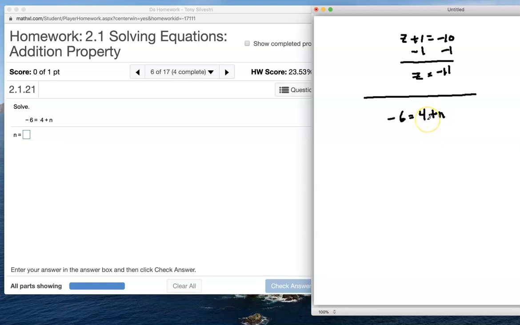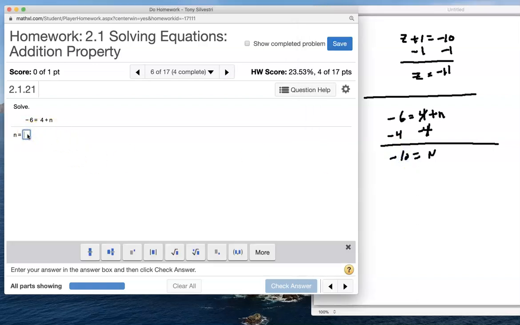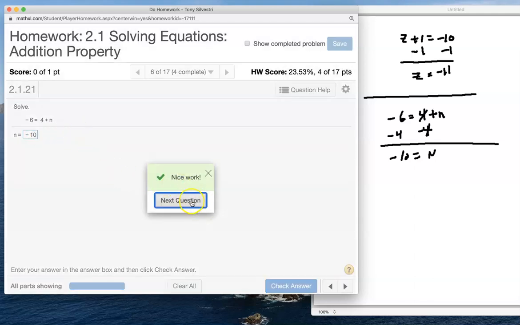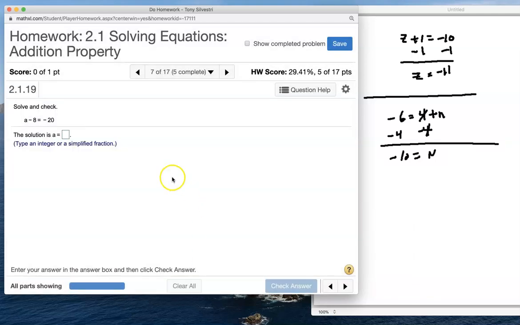n plus 4. 4 plus n. That 4 has got to go. The opposite of plus 4 is minus 4. Whatever you do on one side, you do on the other. Boom. Cancels. That's the whole idea. n equals negative 6 minus 4, which is negative 10. Perfect. I'll let you do that one.